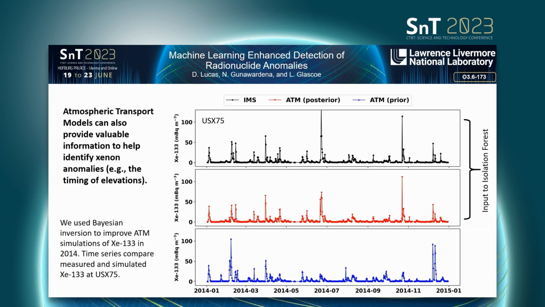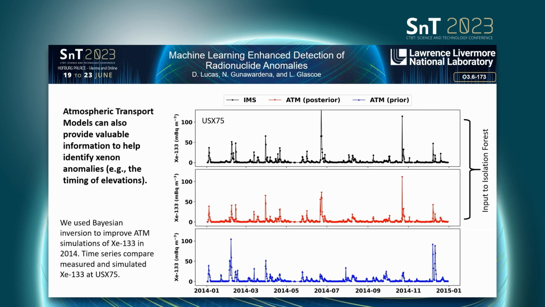So I'm showing you an example here. Again, this is Xenon 133 measured in 2014 on the top at USX 75. And then there are two ATM simulations shown below. I won't go into the details on how those simulations were constructed here, but one of them is using a prior distribution and then doing some adjustment on the emissions to improve the fit.